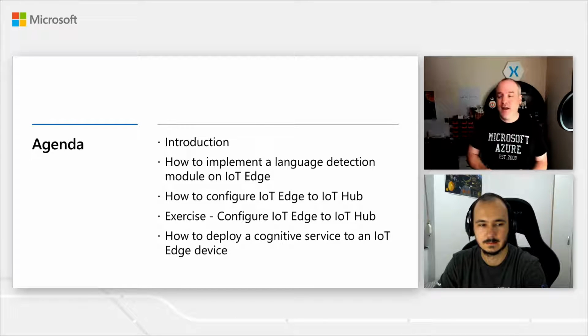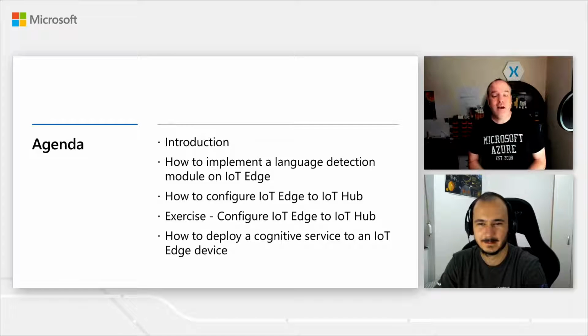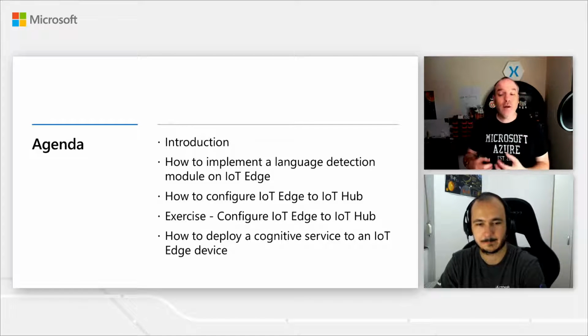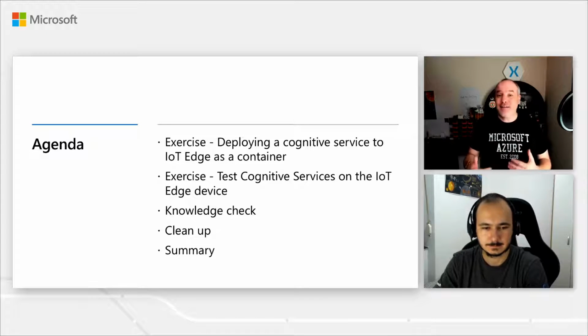And the way we're going to do this is kind of like an agenda for what we're going to work through. We're going to introduce why we might do this, come up with a scenario as to why this might be useful. We're then going to talk about how we're going to implement a language detection module on IoT Edge, and then how to configure our IoT Edge devices and IoT Hub. Then we're going to have an exercise, get hands-on and actually configure the Edge device and IoT Hub. Then we're going to talk about how we deploy a cognitive service to an Edge device. Then we're going to get hands-on actually doing it, deploying it. Then hands-on again, and we're going to test it. We're going to show how it all works.